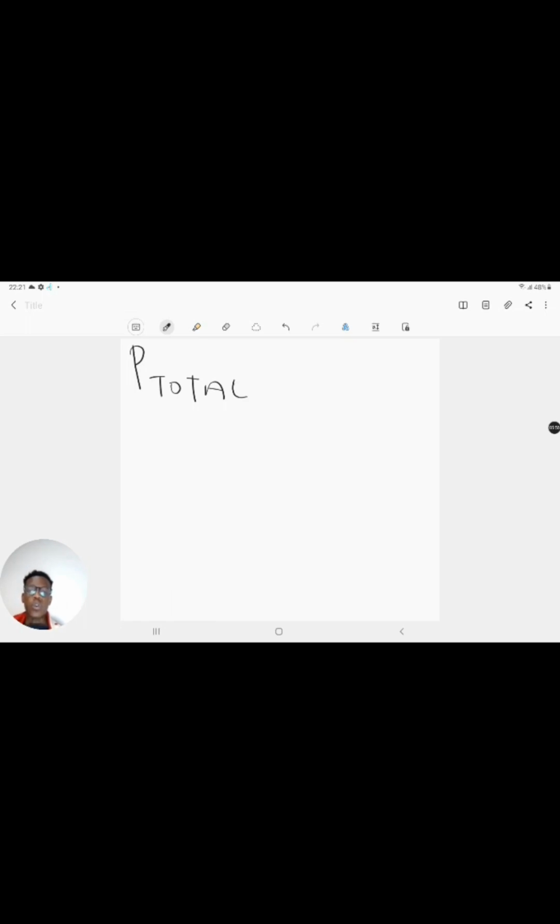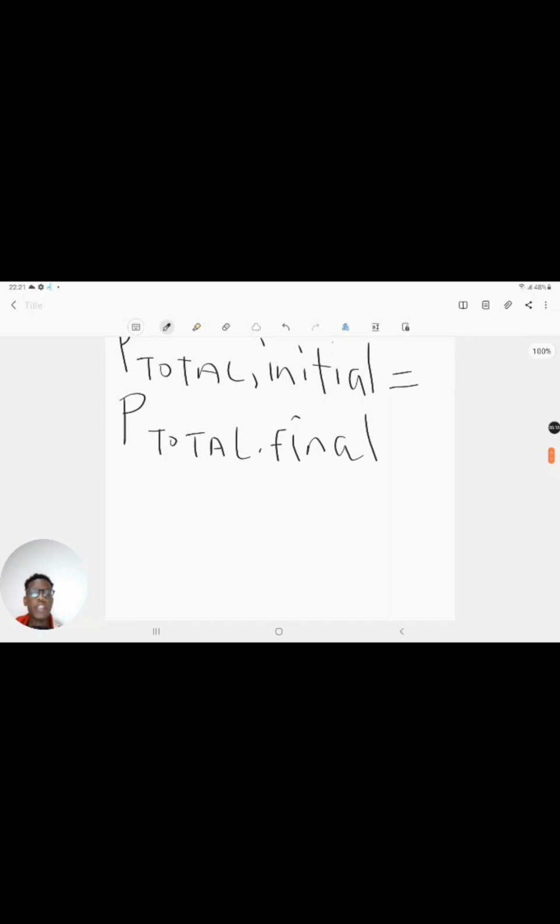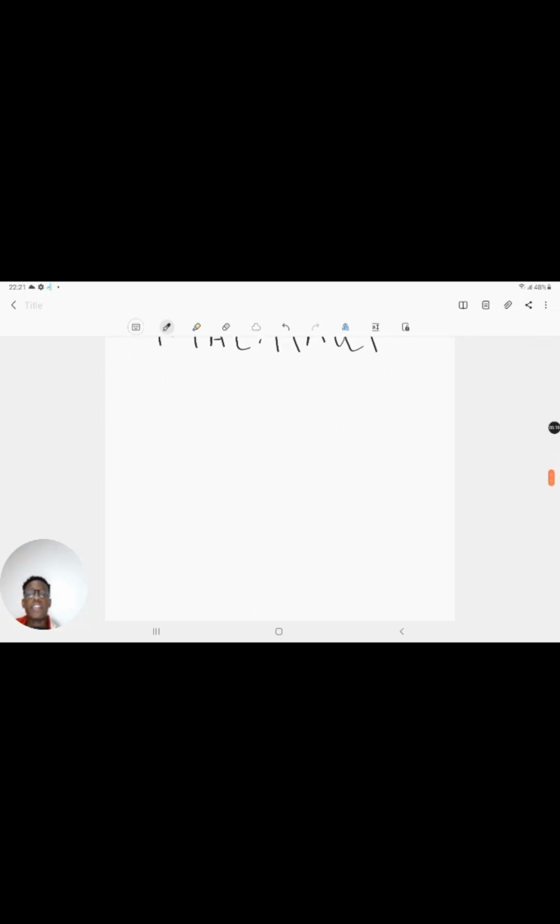So P total initial is equal to P total final. If the total initial momentum is equal to the total final momentum, then it means that our total momentum in the system is conserved. So we're just going to use the equation for momentum as we've been doing this entire time.